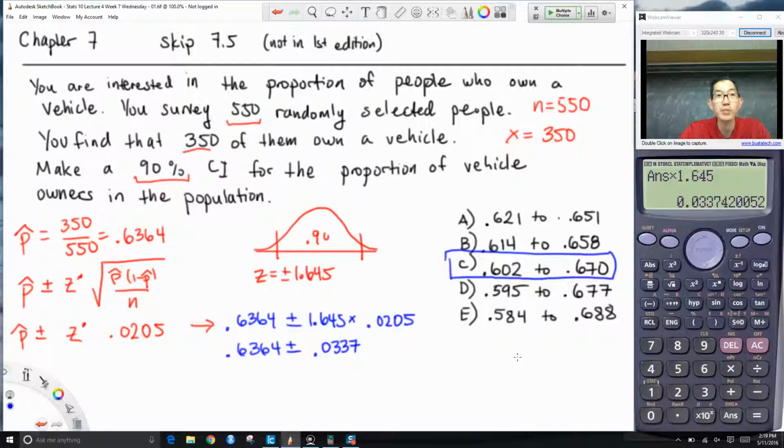Is that okay? Calculation of a confidence interval? Question. Where does the 1.645 come from?